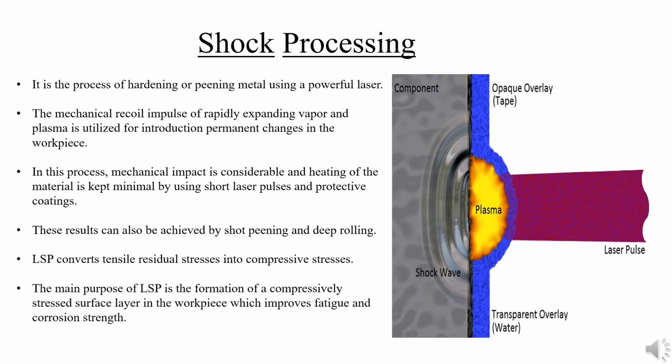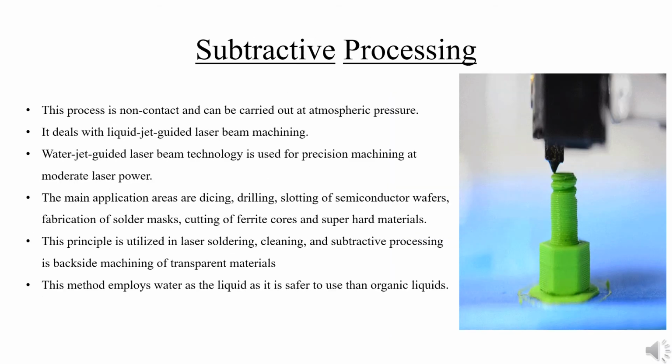Laser shock processing. It is the process of impinging laser light of high intensity onto the metal. The mechanical recoil impulse of the vapor and the plasma is utilized for making permanent changes in the workpiece, as the impulsive force effect is predominant over the heating of the material. In this shock processing, the residual tensile stresses are converted into compressive stresses. These compressive stresses result in improvement of the fatigue strength and corrosion resistance in the material.